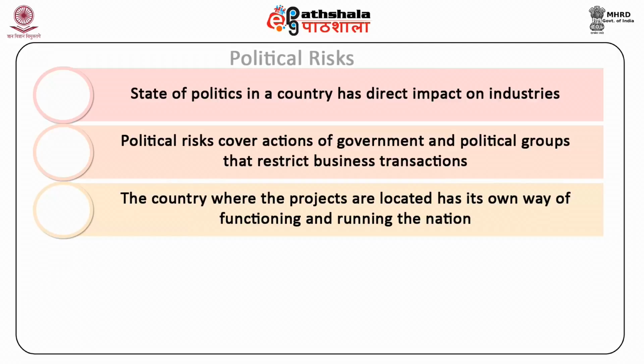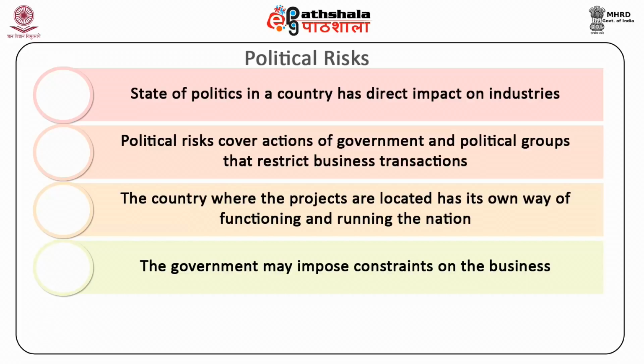The country where the projects are located has its own way of functioning and running the nation. Some are democratic, while some autocratic. The democratic nation has change of government, which may bring its own policies and rules. Even if there is no change in the government, its policies may change, adversely affecting a company's profitability. The government may impose constraints on the business. In extreme cases, political risk results in confiscation of property or takeover by the government.